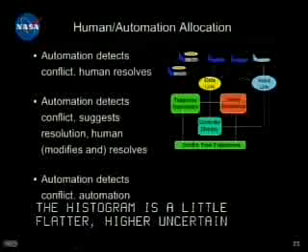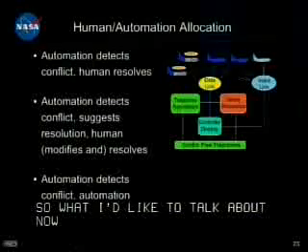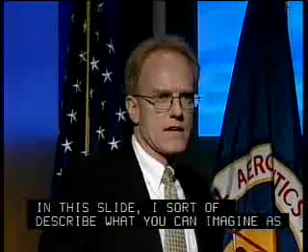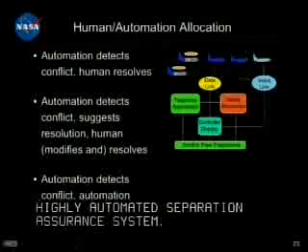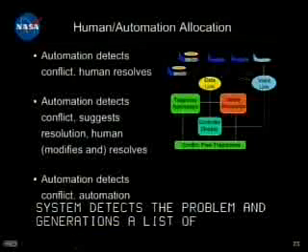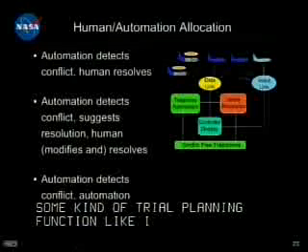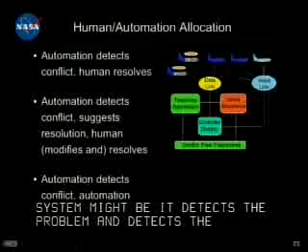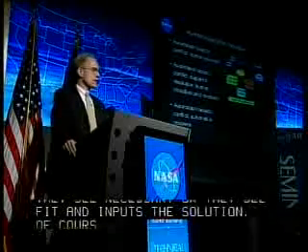Okay, next slide. What I'd like to talk about now is the levels of automation. In this slide, I describe what you can imagine as 3 levels of automation in a highly automated separation assurance system. The first level you might imagine is that the automation system detects the problem and generates a list of conflicts like I showed earlier, and the human resolves the problem using some kind of trial planning function like I showed. The next highest level might be that the automation detects the problem and suggests a resolution, and then the human looks at the suggestion, modifies it as they see fit, and inputs the solution. And of course the highest level of automation is that the automation detects the problem and the automation resolves the problem.